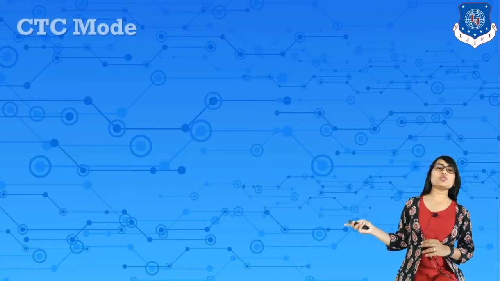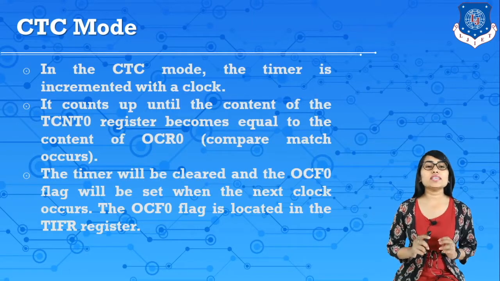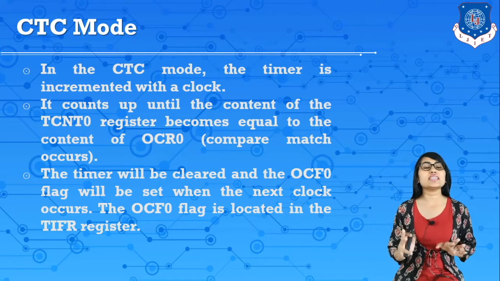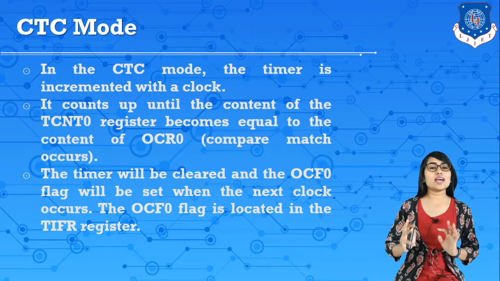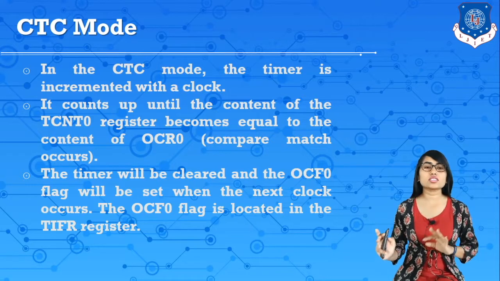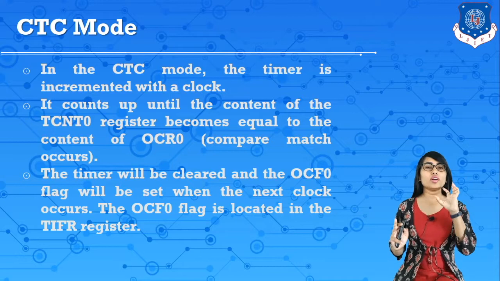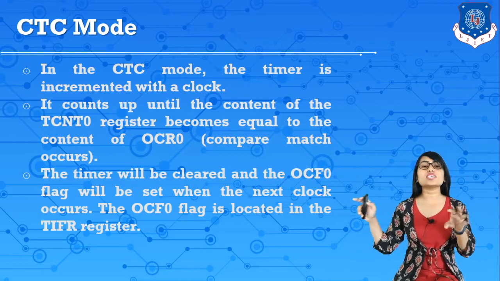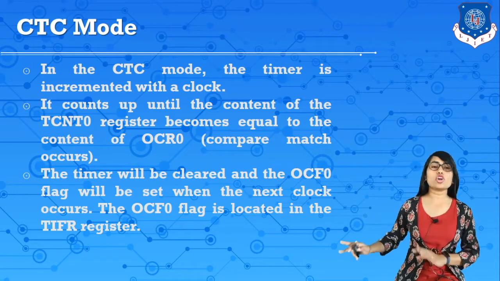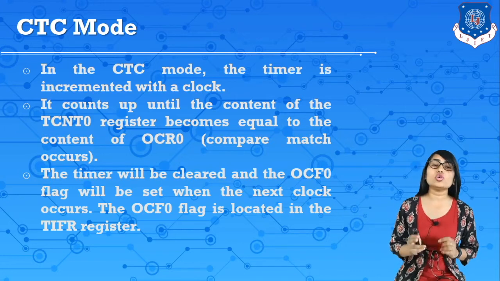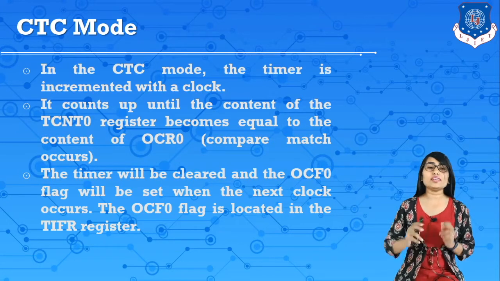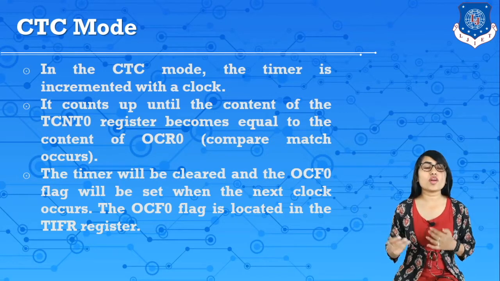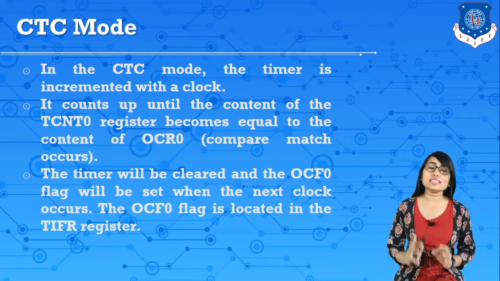Next is CTC mode. In CTC mode, the timer is incremented with the clock. It counts up until the content of TCNT0 becomes equal to OCR0, that is the output compare register. Whenever the counter value of TCNT0 becomes equal to OCR0, our counter will stop. The timer will be cleared and the OCF0 flag will be set when the next clock occurs, and the OCF0 flag is located in the TIFR register. So this is normal mode and CTC mode.